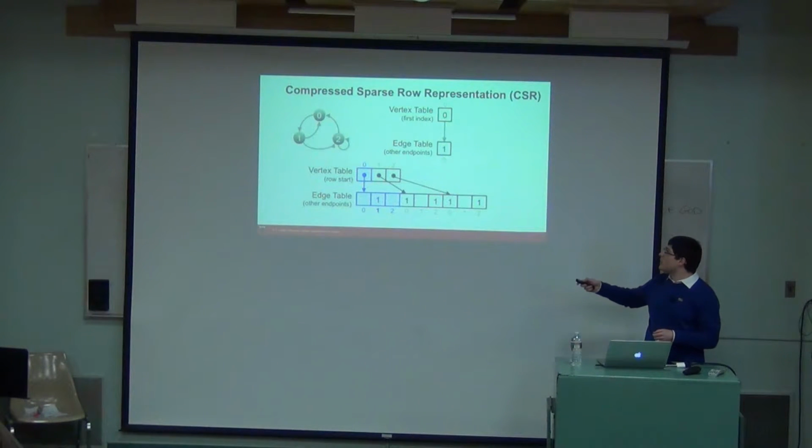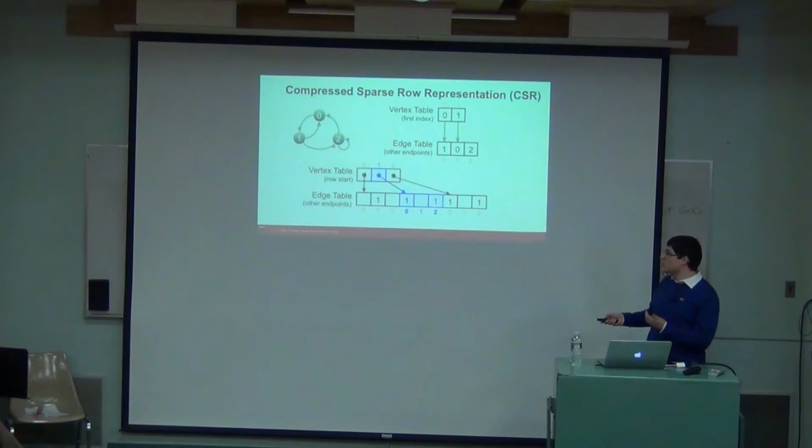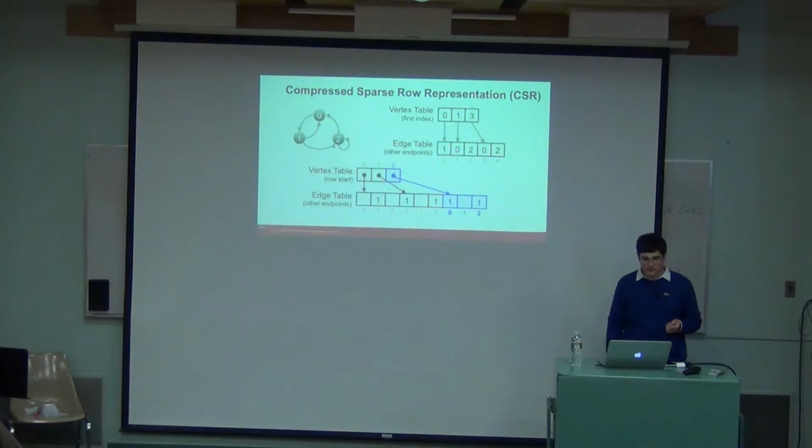in the edge table. And then the vertex table is again going to be a pointer to say the 0th element in here. So that's where the row starts. Then for row 1, we can write 0 and 2 because the only non-zero elements are at position 0 and 2, and likewise for row 2.